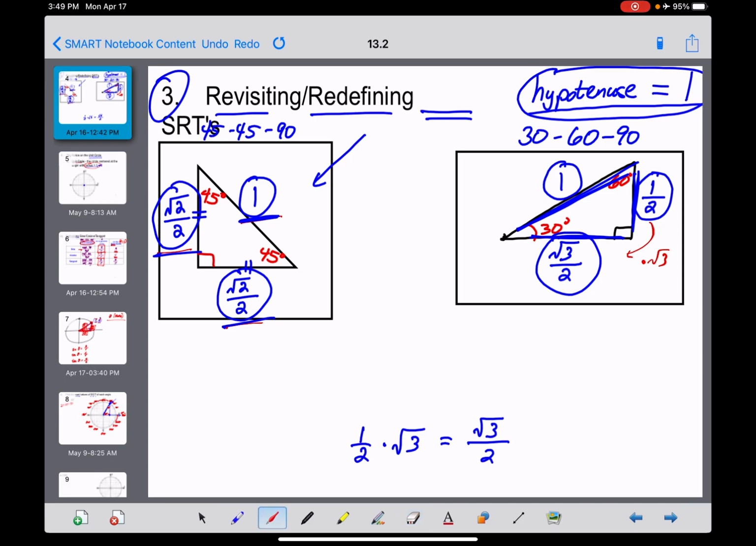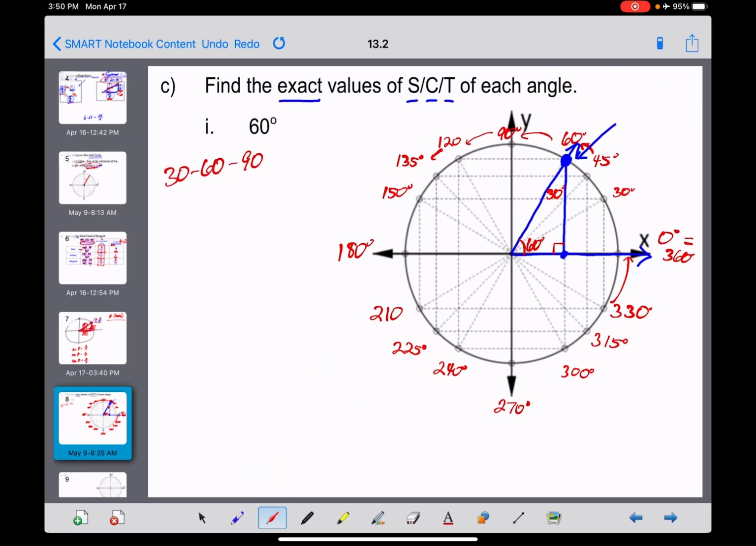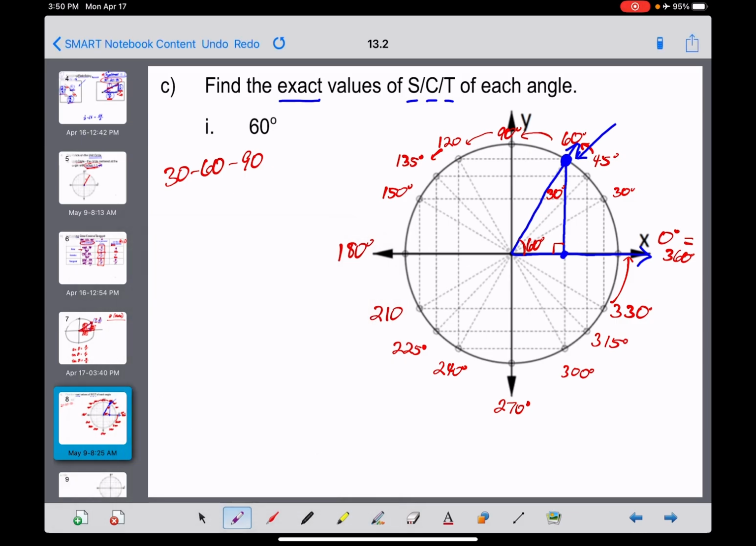Now, in this problem, we're dealing with a 30, 60, 90. So the side lengths here, 1/2 was going to be the short leg, √3/2 was going to be the long leg, and 1 was going to be the hypotenuse, because we are on a unit circle with a radius, or a hypotenuse, of 1. So let's go back to where we were right here, guys. I'm going to fill in those 3 side lengths now in this diagram. The radius, or the hypotenuse we said, is 1. The short leg is 1/2, and the long leg is the square root of 3/2.